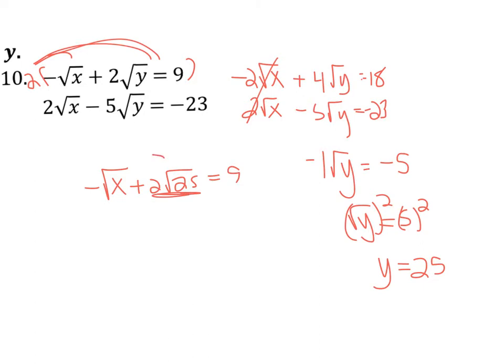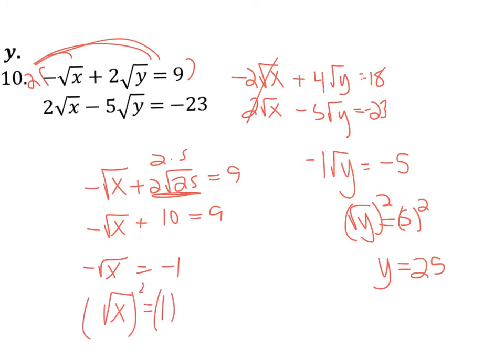This little piece is like 2 times 5, so it's going to be 10. So then I'm going to subtract 10 from both sides. Divide by -1. And then I'm trying to undo that radical, so I'm just going to square both sides. So I get x equals 1. So my equation would be 125. Or I'm sorry, my solution to the system of equations would be (1, 25).